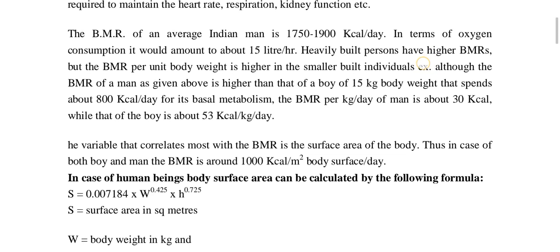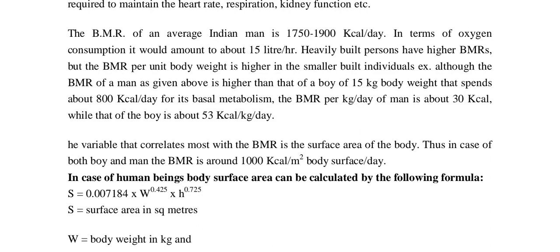The BMR of an average Indian man is 1750 to 1900 kilocalorie per day. In terms of oxygen consumption, it would amount to about 15 liter per hour. Heavily built persons have higher BMRs, but the BMR per unit body weight is higher in the smaller built individuals.